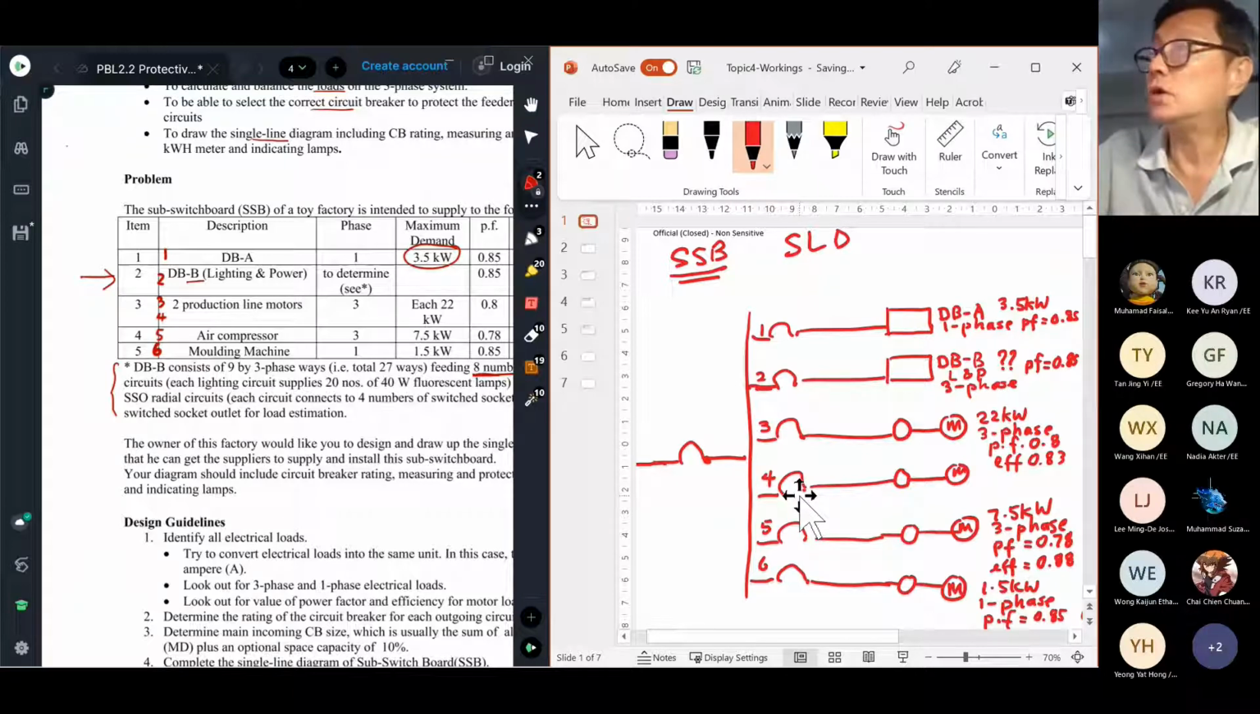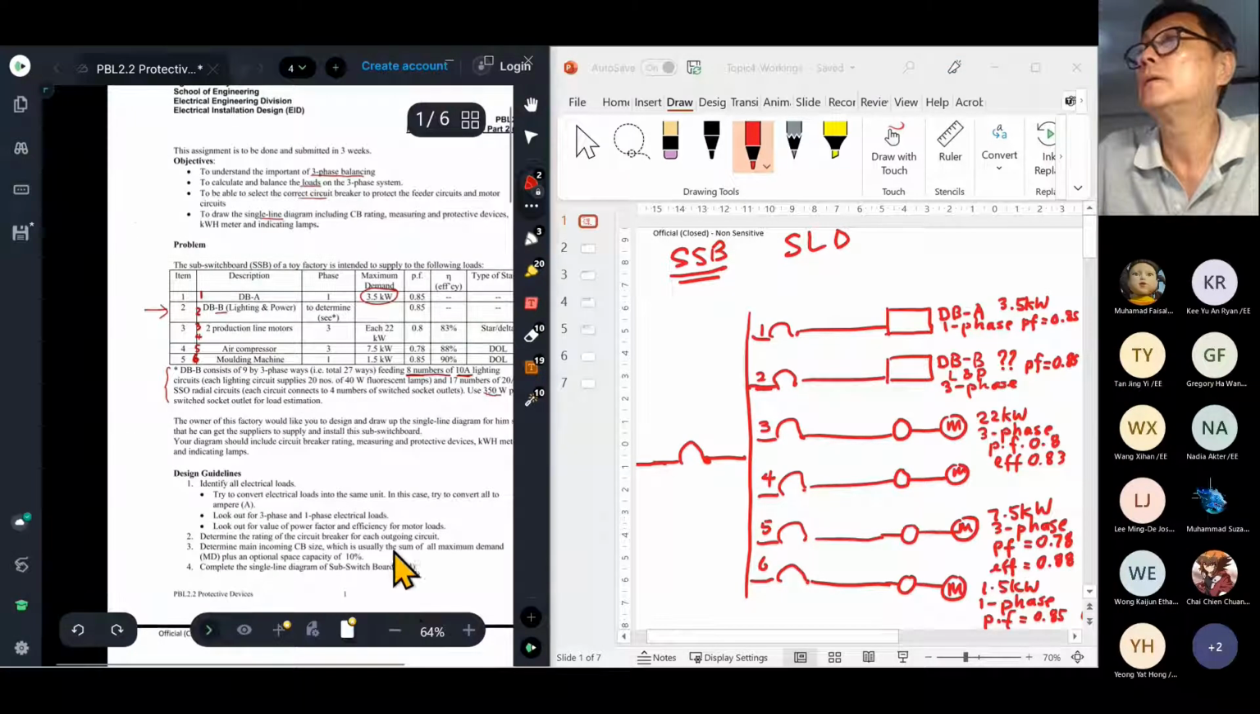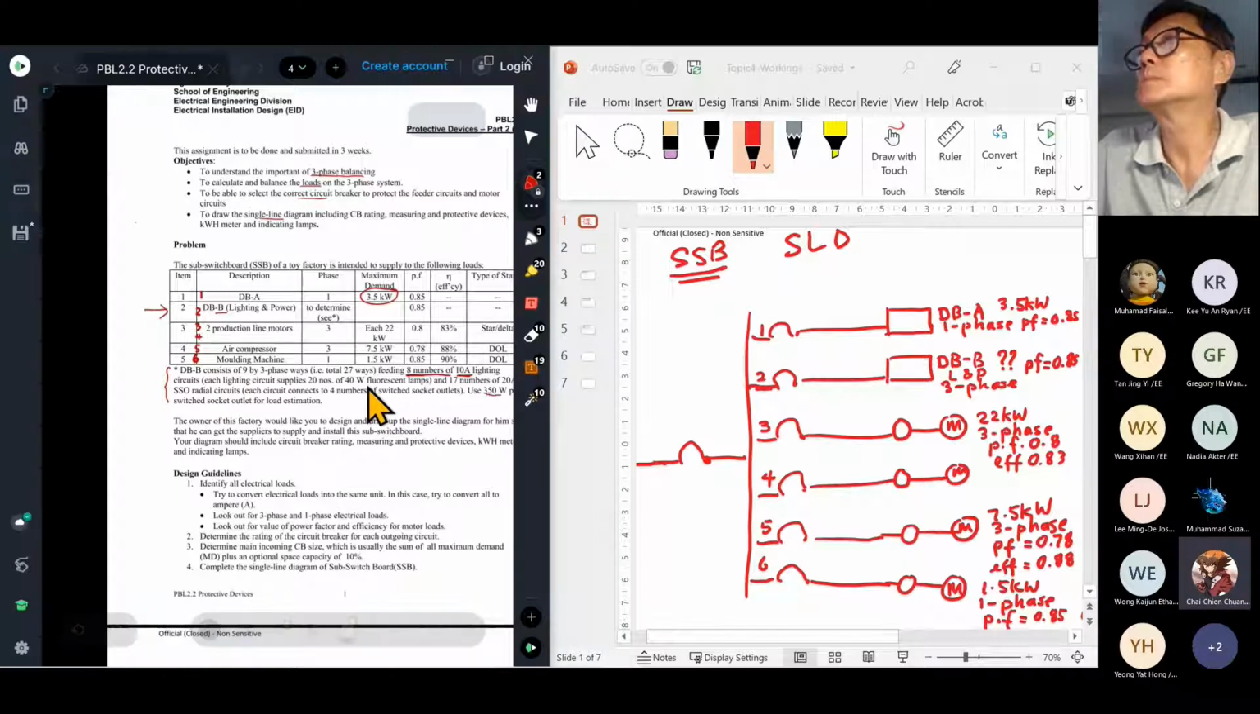Okay, I'm going to pause for a while. Anybody got any question to ask about what I've been talking of? So this is similar to the PBL1, right? Except that it is 3-phase, am I right? Correct.